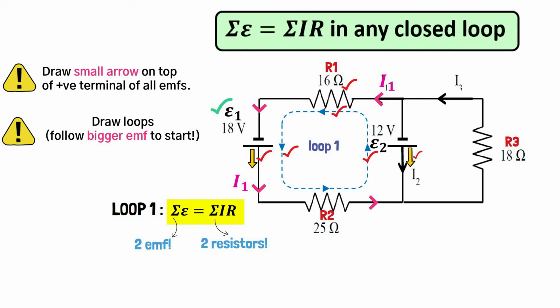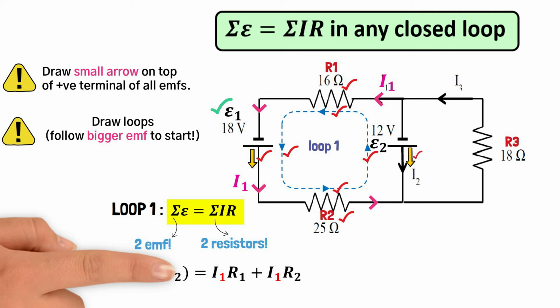Dan bagaimana pula R2? Yes, the current I1 that pass through R2 is to the right, and look at the direction of I1 that pass through R2 is the same direction as the direction of the loop. So, untuk I1 R2 pula, nilainya pun akan jadi positif bila arah current I1 dengan loop yang kita lukis adalah sama arah. Okay? So, sekarang jom kita tulis equation kita.